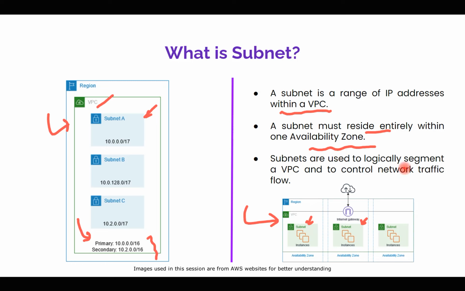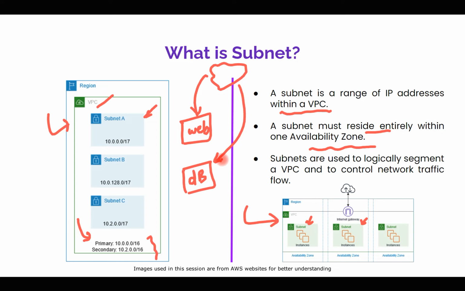Next thing, subnets are used to logically segment a VPC and to control network traffic. How will it control? For example, we are having a VPC, we are having multiple subnets. So we are having some machines, for example, we are having a web server, we are having a DB server, right? We want that users from the internet can access this application. But do you want that this should have the access to your DBs as well? Means your end user, who is sitting here, can access this DB? No, you don't want that, right?